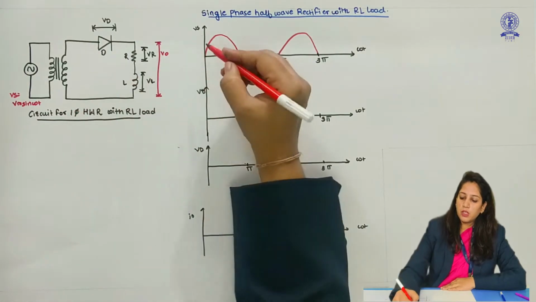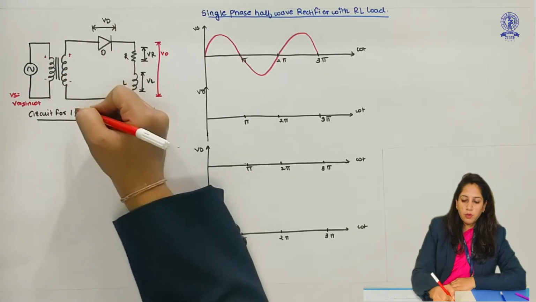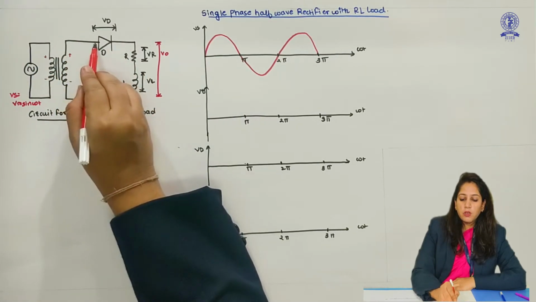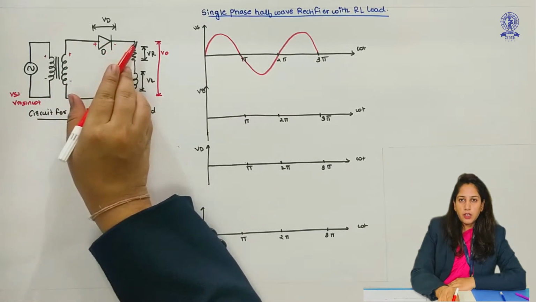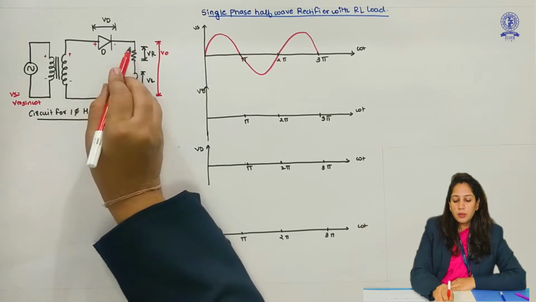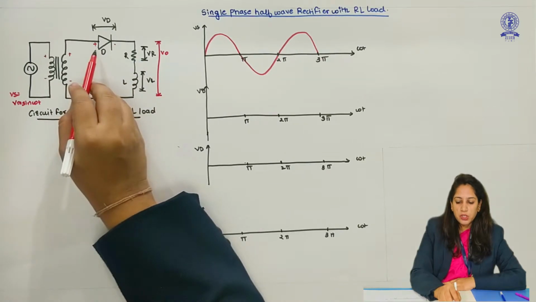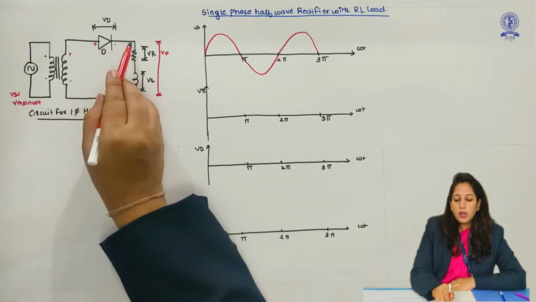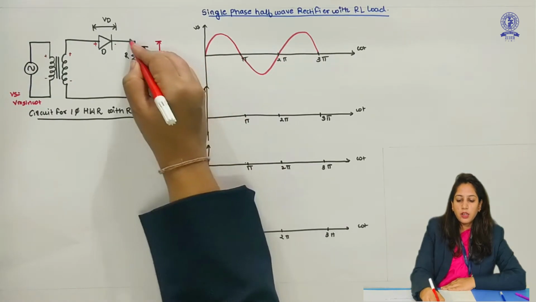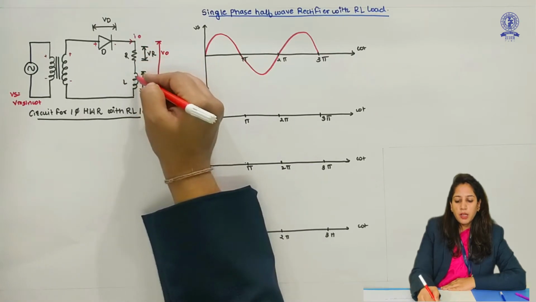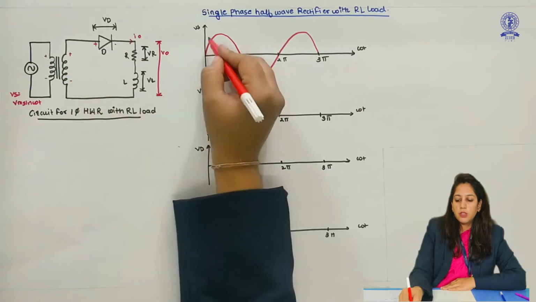Now for the positive half cycle, here it will be positive, negative. So the positive terminal of the diode will be positive and this will be negative, and so the diode will conduct in this case. As the diode conducts, it is forward biased and acts like a closed switch. Here the diode will conduct and I will get a current I0 across this R and L, and in this way we complete the first half cycle.